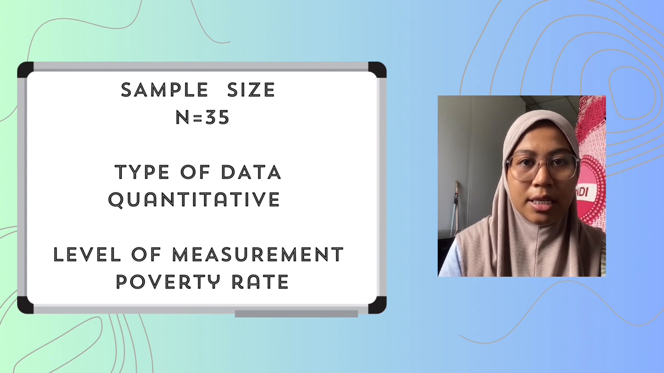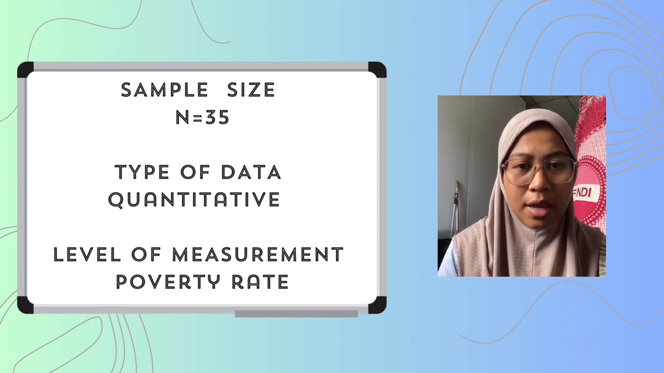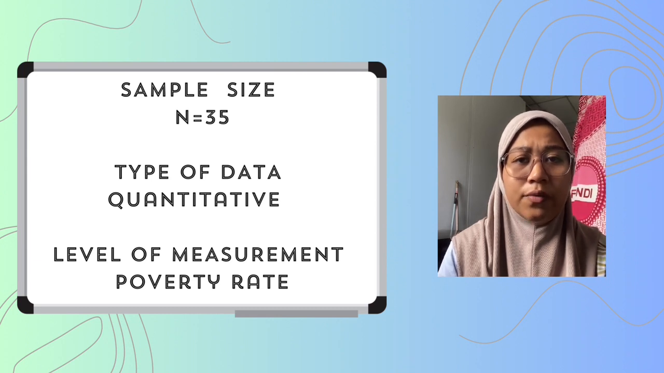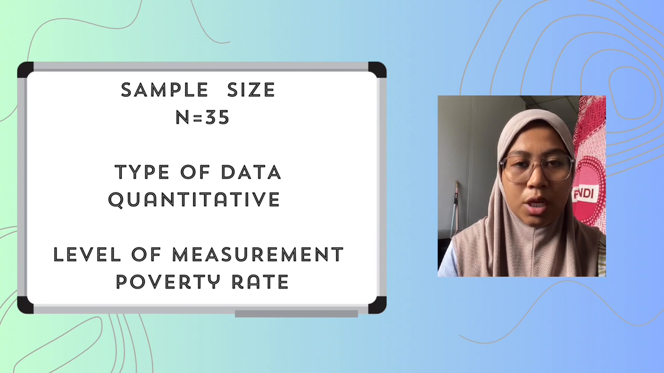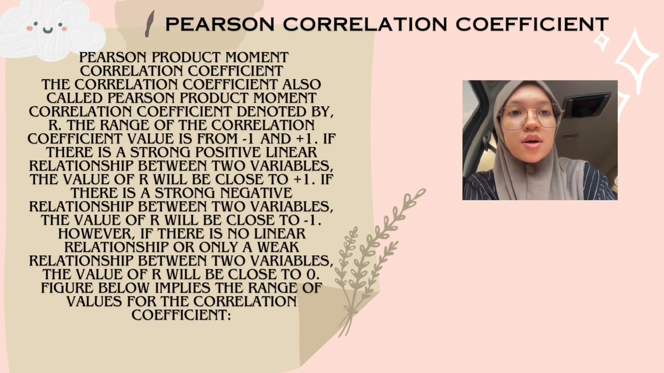In this data, GDP growth is quantitative. Lastly, the level of measurement for this data was inflation, because variables like income level and demographic statistics process through a 0 point. First, I am going to present the Pearson correlation coefficient, which is my part, part B.